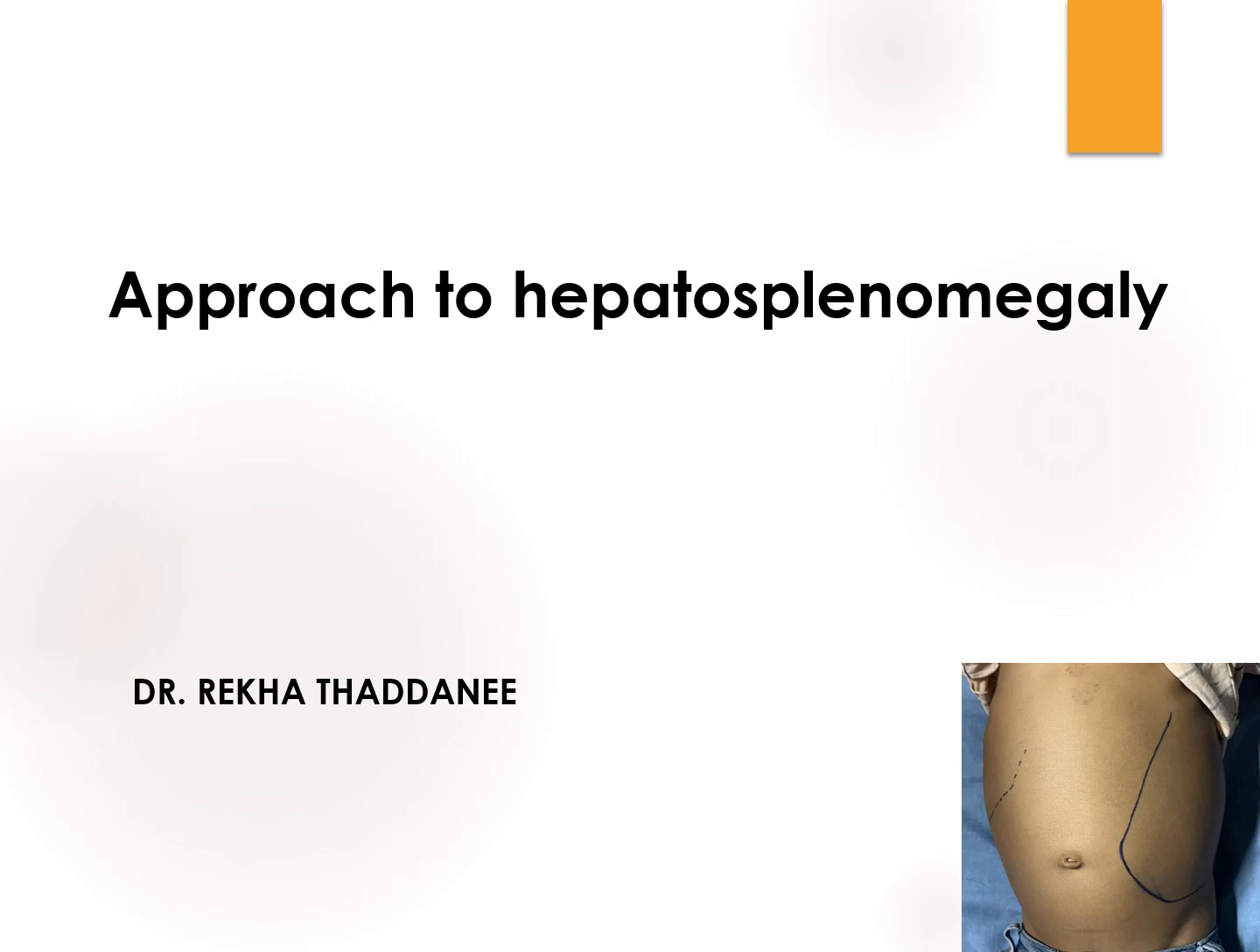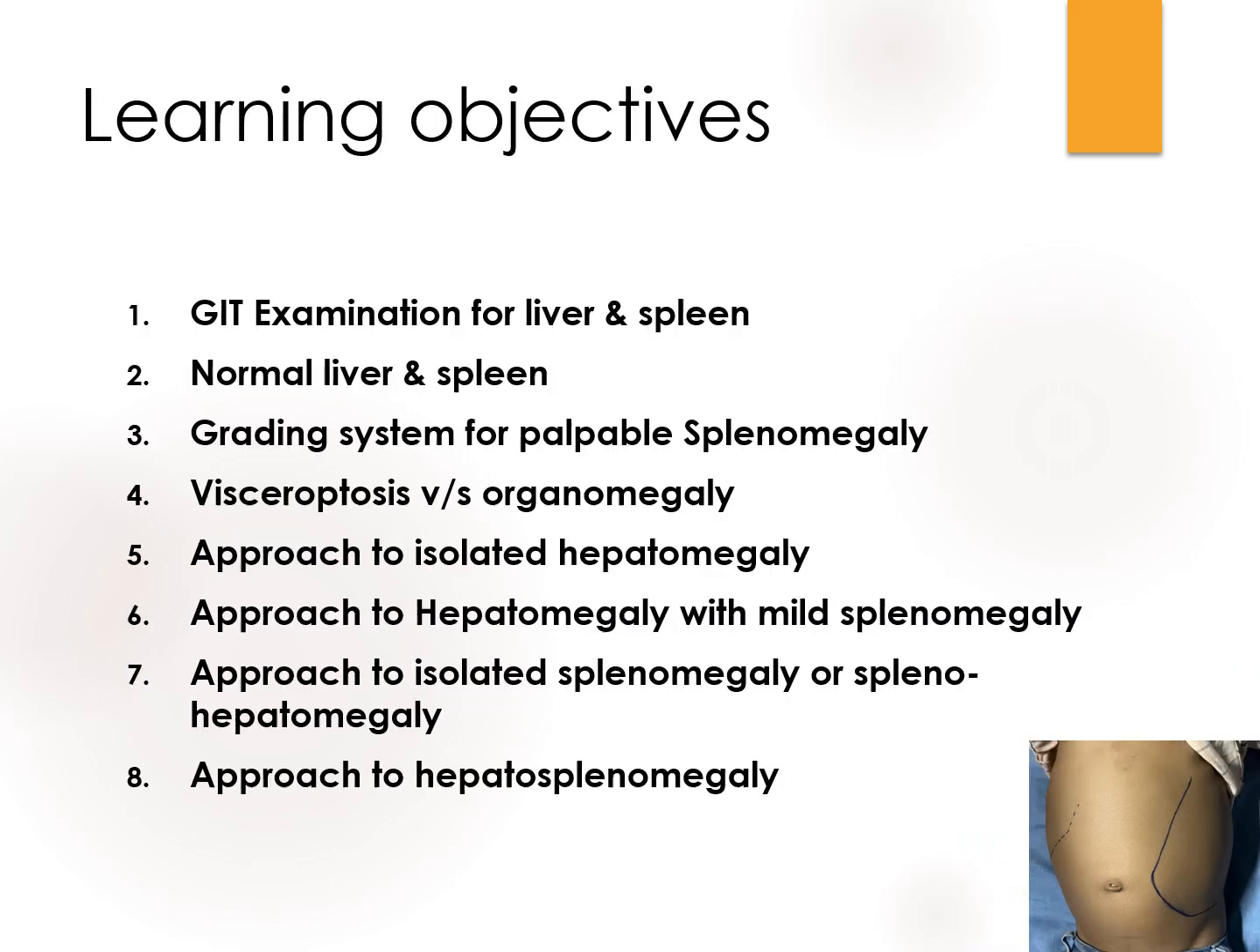Hello everyone, this is the second part of the approach to hepatosplenomegaly. In the first part I have already covered the GIT examination for the liver and spleen, and when you will label the normal liver and spleen. The other part I am going to cover today.